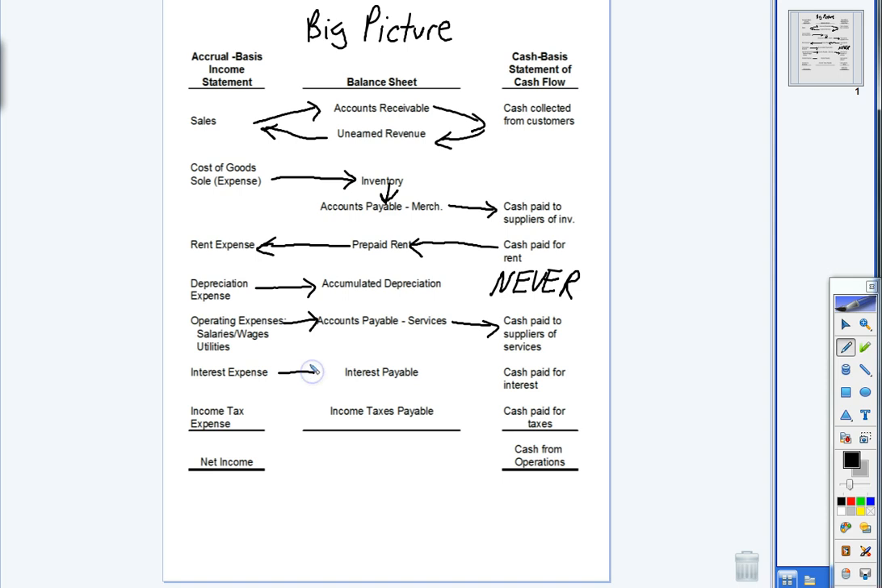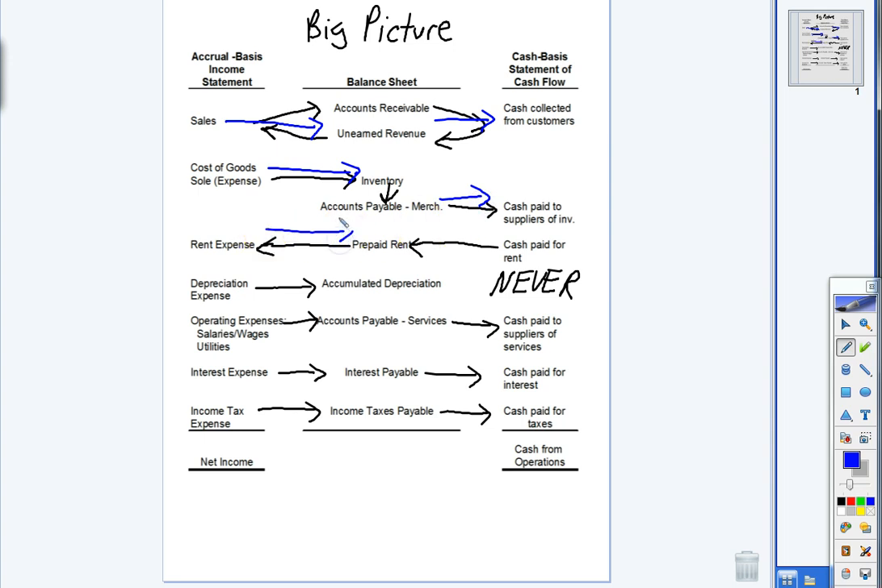Likewise with interest expense, it gets accrued in a payable and later we pay the cash. And the same for income taxes. We accrue that expense and later pay the cash. So what we really were doing in this case is that we would just take sales, we would weave it through those two accounts to get the cash flow. Cost of goods sold, we would weave it through inventory and accounts payable to solve for the cash flow.